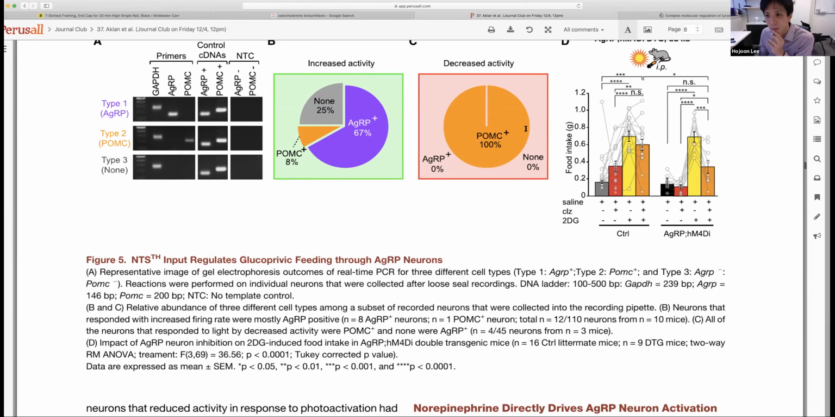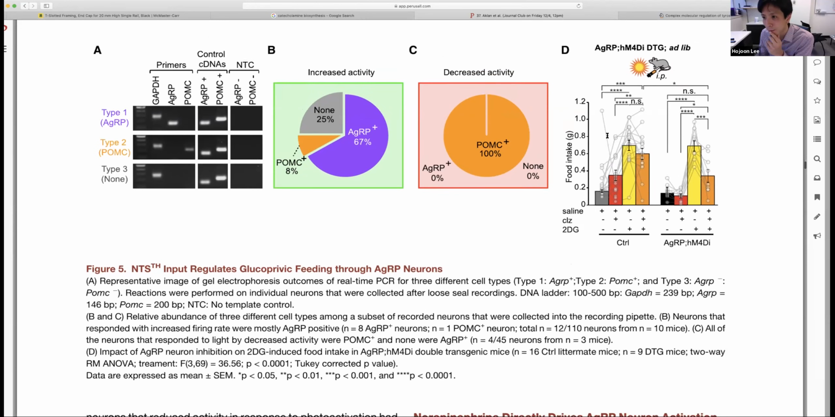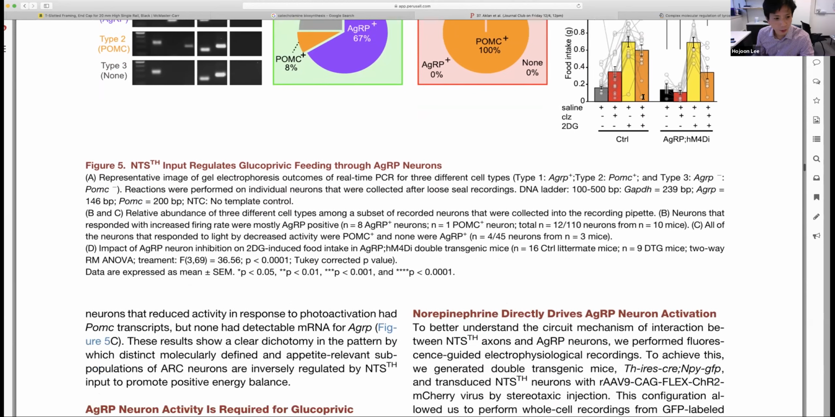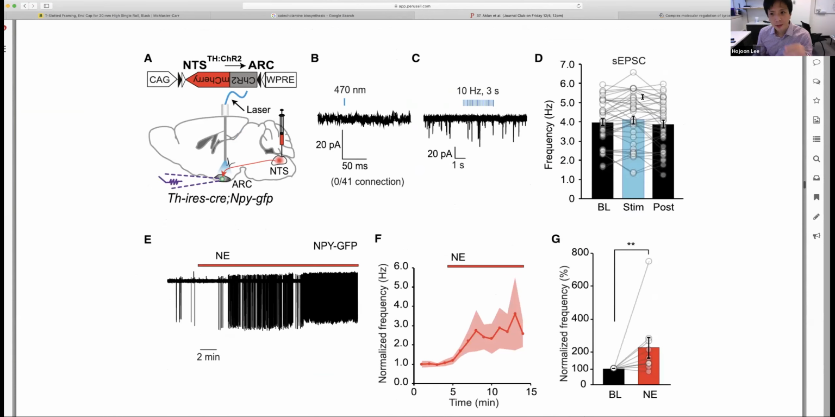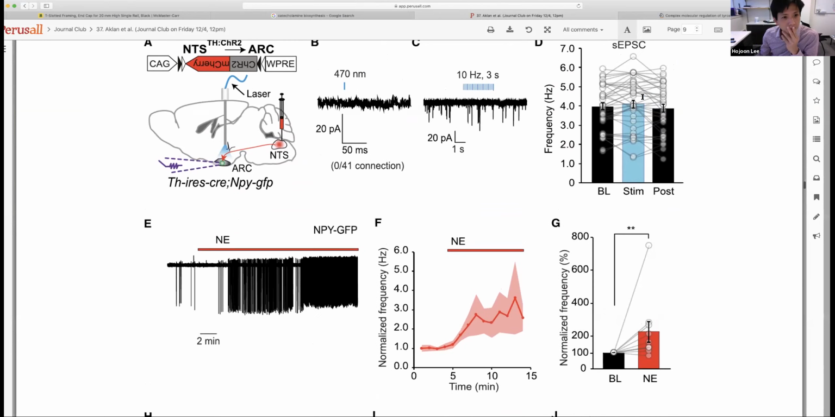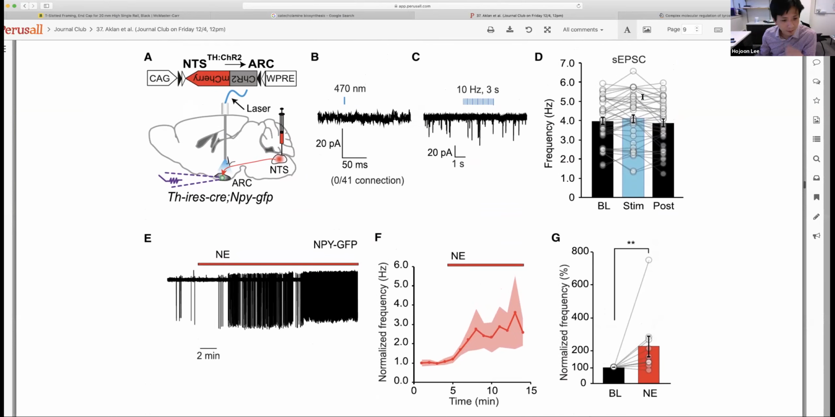And this probably is something that's already known, right? The HRP neurons and the effect of blocking HRP neurons in the glucoprivic hunger. So we'll move on. So figure 6.